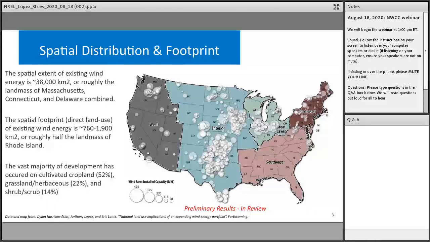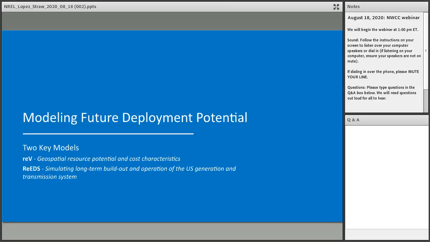So how do we go from this on-the-ground empirical knowledge to projecting deployment out into the future? And that's a fair question. So we do this actually with two key models. We do this with the Renewable Energy Potential Model, nicknamed REV, which is a Geospatial Resource Potential and Cost Characteristics Model, and ReEDS is a Capacity Expansion Model for simulating long-term build-out and operation of the U.S. generation and transmission system.